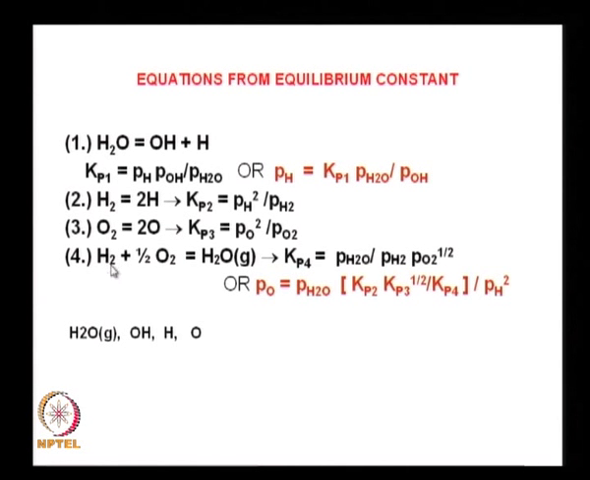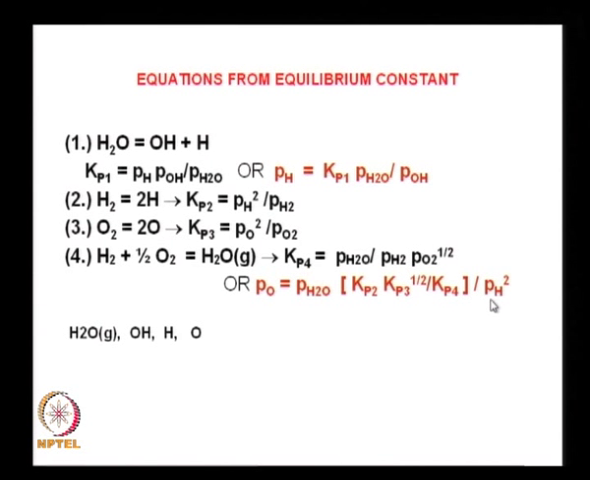I can also consider H2 plus half O2 is equal to H2O gas, that is gas phase, and therefore for this reaction the equilibrium constant is Kp4, and Kp4 is equal to partial pressure of H2O divided by pH2 and PO2 to the half. Therefore, I look at these equations, and I get pH2 is equal to Kp2 by pH squared, and PO2 is equal to Kp3 by PO squared. I substitute it in this equation and I get PO is equal to pH2O into Kp2, Kp3 to the half divided by Kp4 into pH squared.